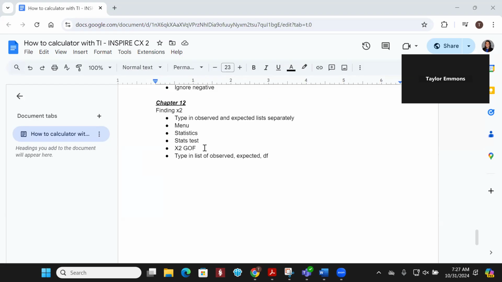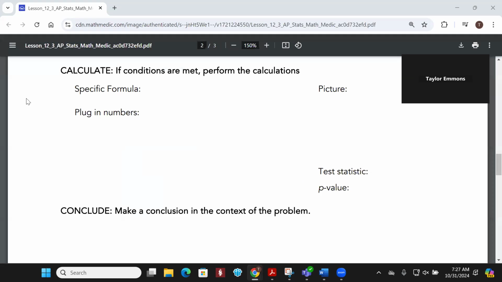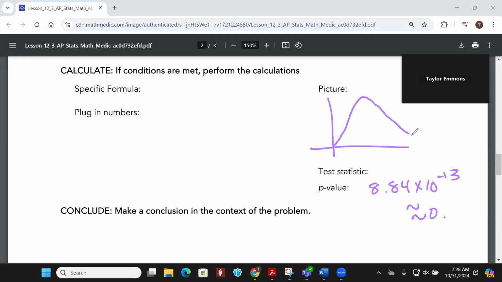When you do that, you're going to get a p-value that looks a little crazy. That p-value is going to be 8.84 times 10 raised to the negative 13. So we're going to say that's about 0. Now your picture, remember with chi-squared, we're going to have a little right-skewed curve. Our chi-squared value is 55.6.